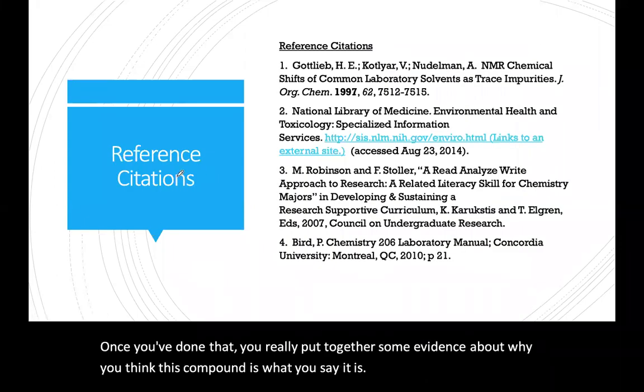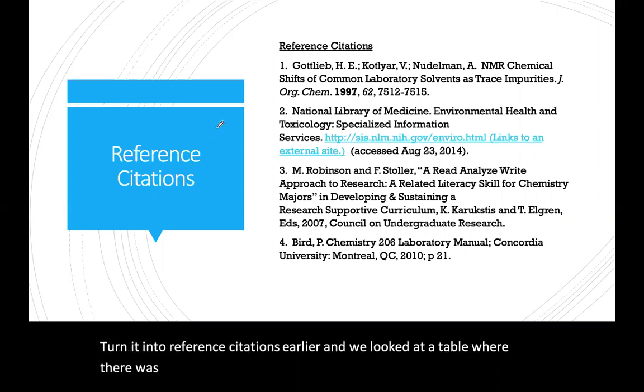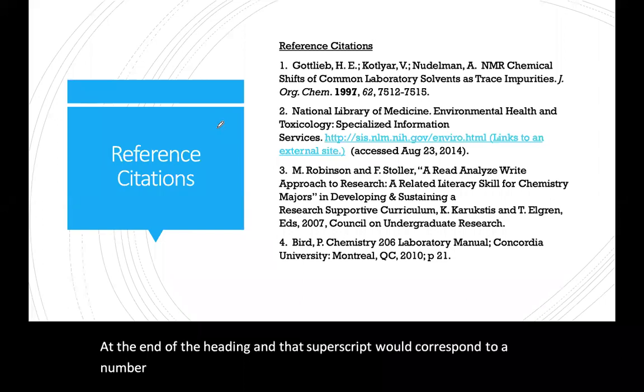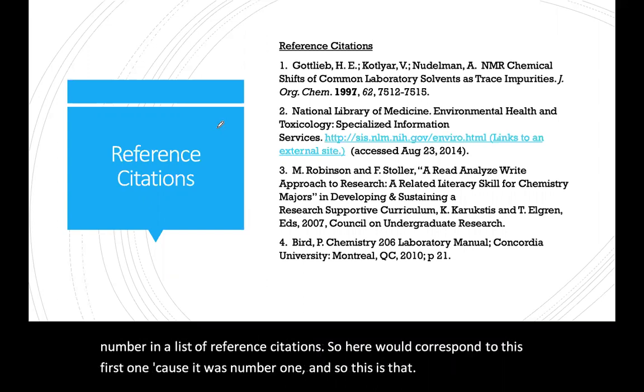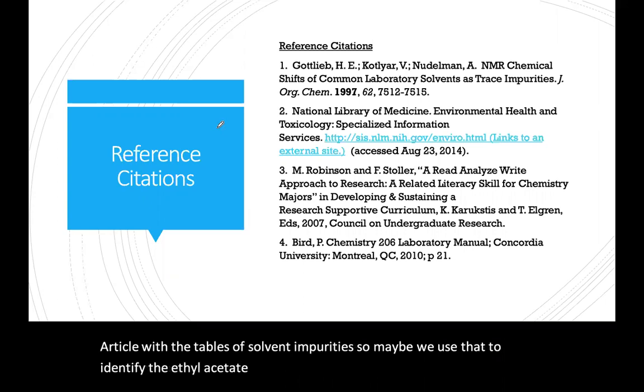So I mentioned reference citations earlier, and we looked at a table where there was a little superscript 1 at the end of the heading. That superscript would correspond to a number in a list of reference citations. So here it would correspond to this first one because it was number 1. And this is that article with the tables of solvent impurities. So maybe we use that to identify the ethyl acetate and the TBME in that NMR spectrum.